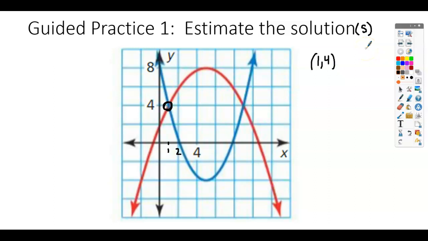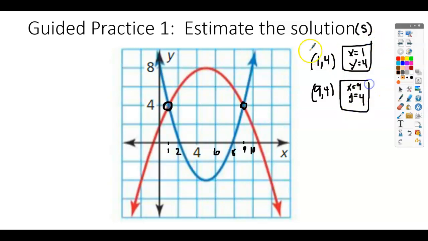So my first solution to the system is 1, 4. Or another way you could write that answer is by saying x equals 1 and y equals 4. Okay? But there's another solution. There's also one over here. There's another place where they cross. So this is 4, 6, 8, 10. So this point is right in the middle. So I'm gonna guess that to be about 9. Okay? And the height, once again, is 4. So another solution to this system is 9, 4, or in other words, x equals 9 and y equals 4. So there are two solutions to this system of equations, or 2 points where the two graphs cross.